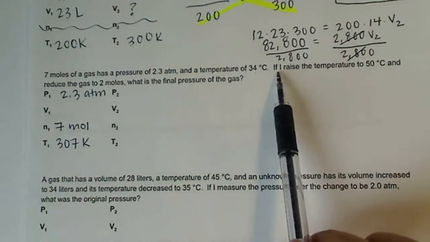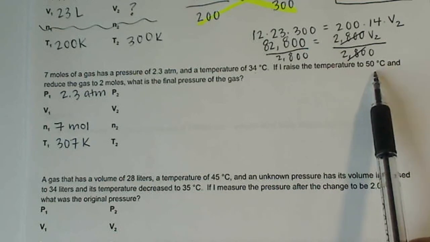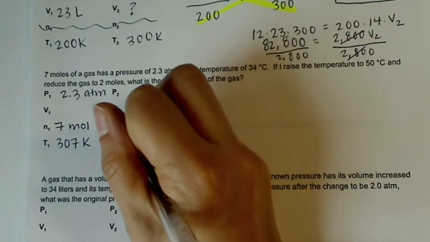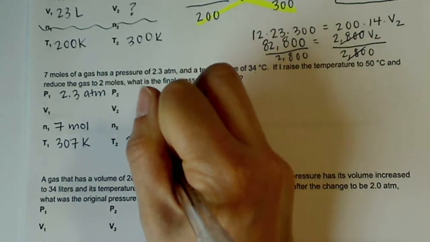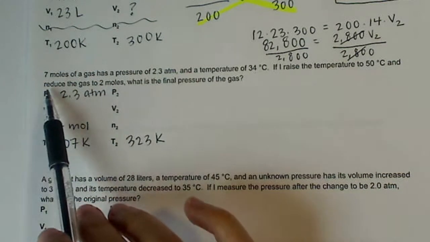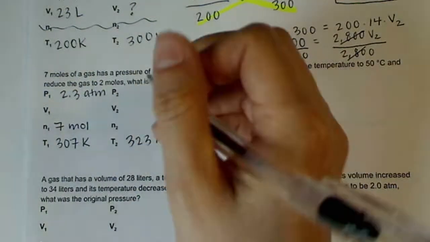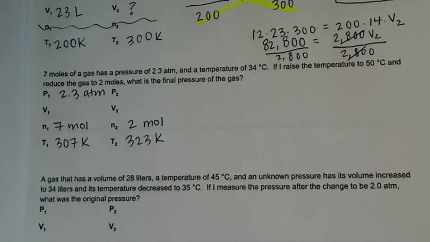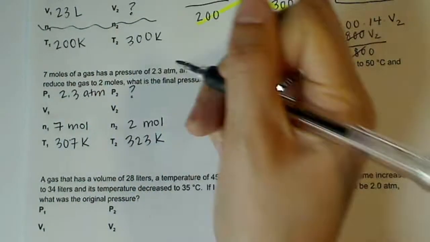Then it says if I raise the temperature to 50, so my final temperature is 50, but again, I have to have that in Kelvin. So that's going to be 323 Kelvin. And I reduced the gas to 2 moles, so my quantity of gas has diminished. Now they're looking for what is the final pressure. So I'm looking for P2.